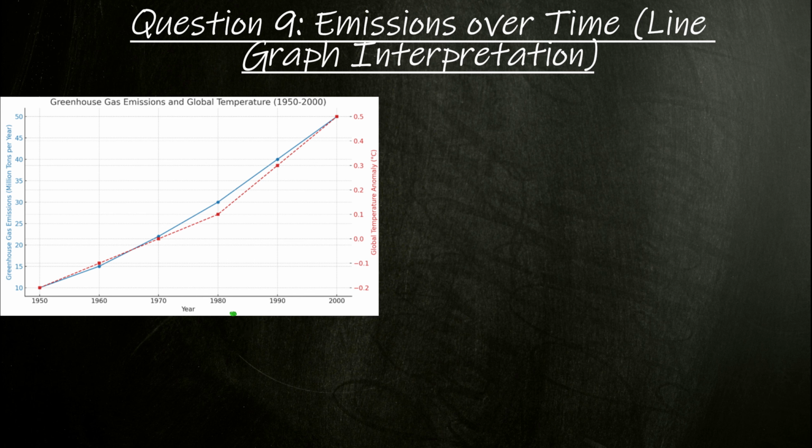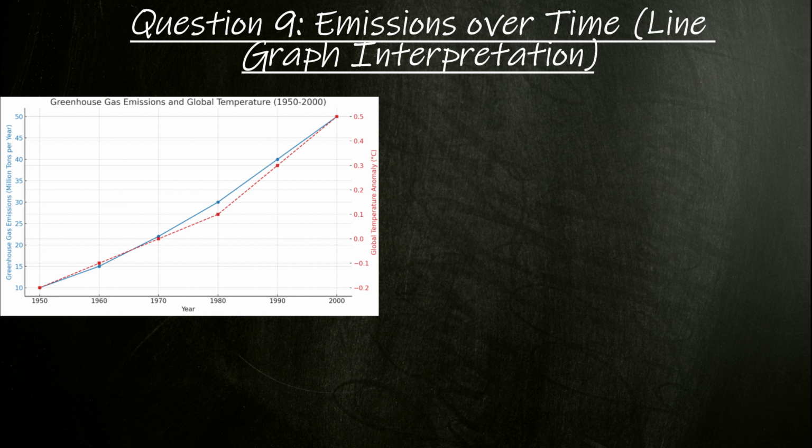a pattern between them. First, let's look at the bottom of the graph, where you see the years listed from 1950 to 2000. That tells us we're looking at a timeline of how things have changed over 5 decades. Now, moving to the left side, you'll see numbers going up. This is measuring greenhouse gas emissions in millions of tons per year. The higher the number, the more emissions were released into the atmosphere. On the right side, there's another set of numbers, but this one is measuring global temperature changes, or how much warmer or colder the Earth was compared to an average.